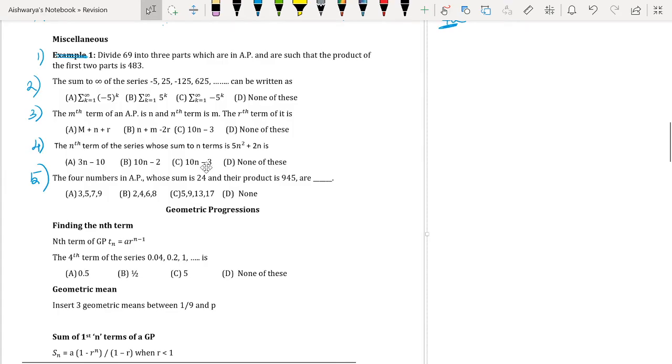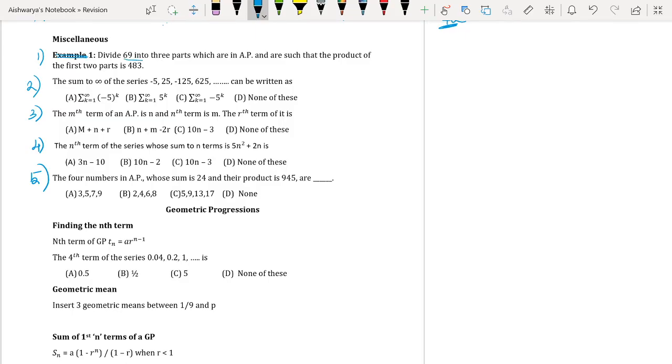Example 1. Divide 69 into 3 parts which are in AP and are such that the product of the first 2 parts is 483. Normally, these kind of questions become very easy when you have options. If you have options, all you're going to do is just check with the options.